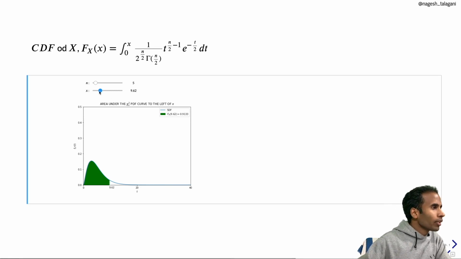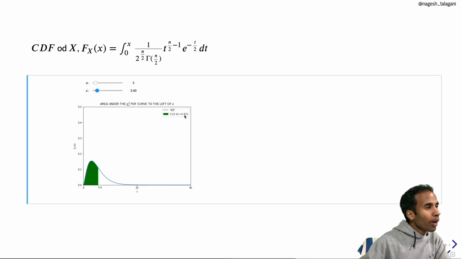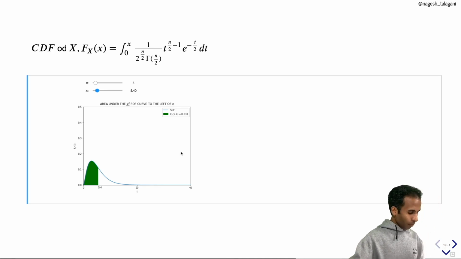Let me take another value. The CDF value at 5.4 is going to be 0.631. So the area covered from 0 to 5.4 under this curve, which is the PDF of the chi-square distribution with 5 degrees of freedom, is 0.631. Like this.